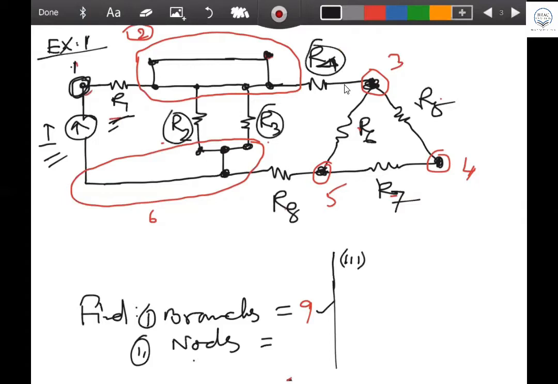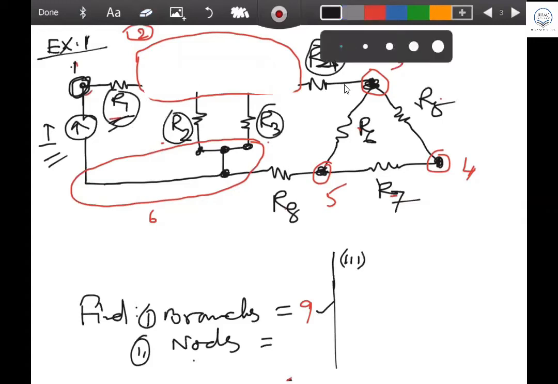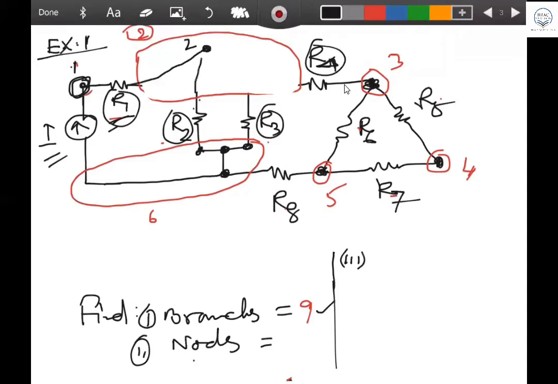These 4 resistors joining together form node 2. Everybody understood? Yes, sir. In between there is no resistance, no source, nothing. So I can easily delete this part, and we can say that there is only one node, that is node 2, and it is the joining point of R1, R2. I'm squeezing all the points together. See, same thing.